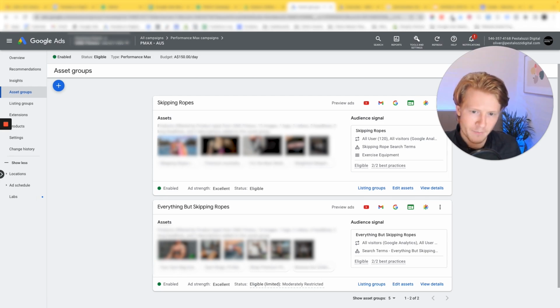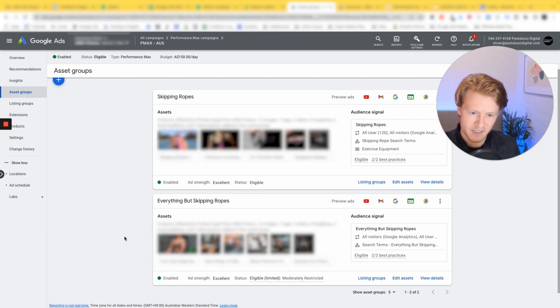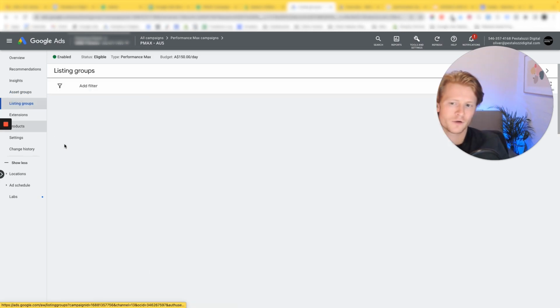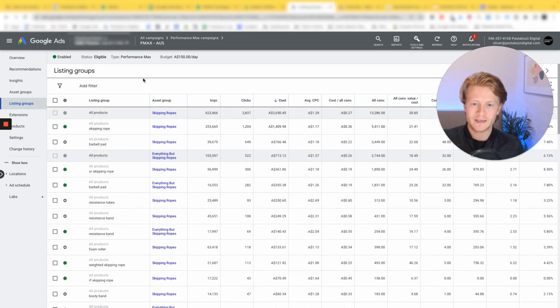So we had a lot of skipping focused assets, videos and creative and headlines even, and then everything but skipping ropes related to apparel and general fitness equipment and products like that. So that's a little inkling to show you how I'm using listing groups in addition to adjusting bids and budgets in order to optimize this Performance Max campaign. And we're ultimately in quite a good position with it. We've tripled the budget since we began 3 months ago, and that should be tripled another 3 months from now. So these are the levers we have to pull.